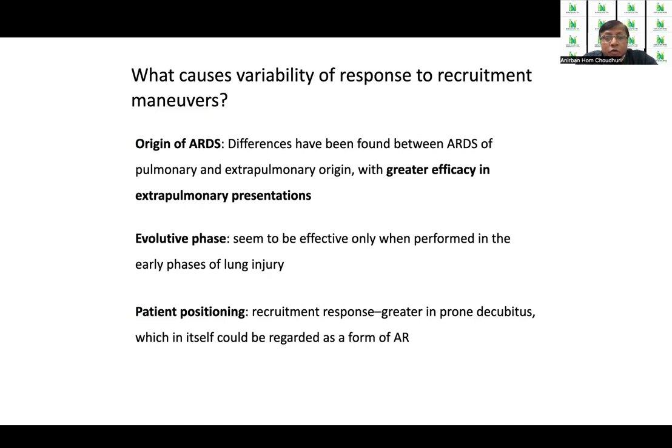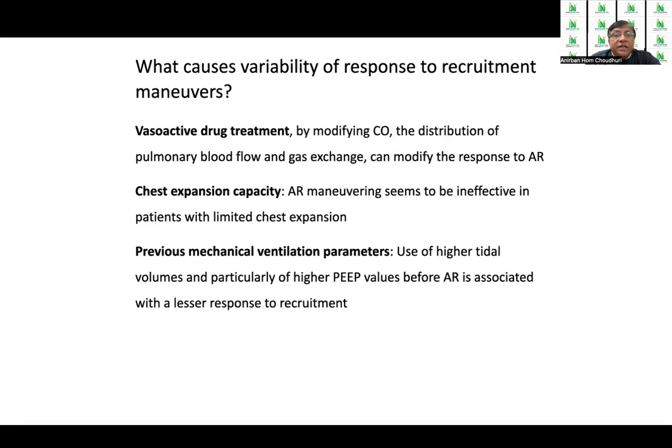Patient positioning: recruitment response is greater in the prone decubitus, which itself can be regarded as a form of alveolar recruitment. So these are the simple points which can cause variability in the response. In addition to that, vasoactive drug treatment, by modifying the cardiac output, the distribution of the pulmonary blood flow and the gas exchange, can modify the response to AR.